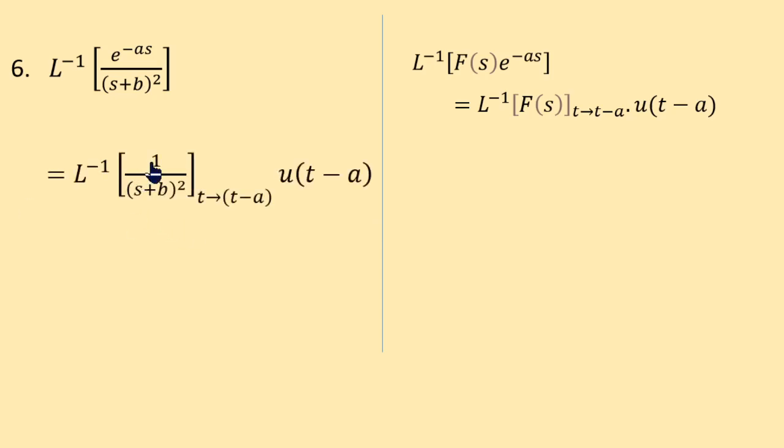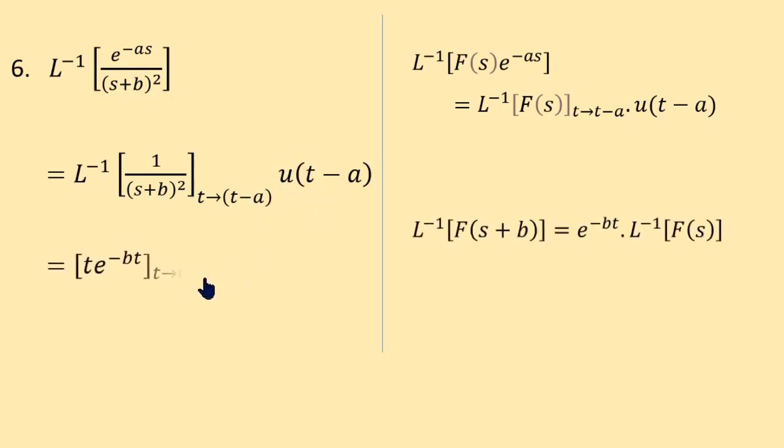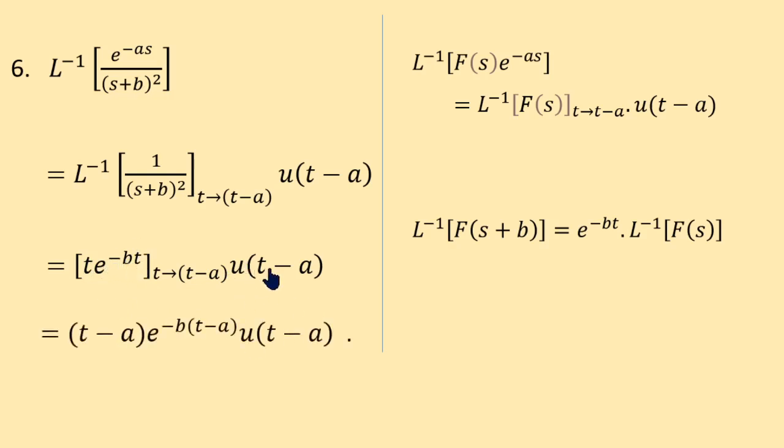Now, L inverse of f of s, that is 1 by (s plus b) whole square, then t is replaced by t minus a into u of t minus a. So, the inverse Laplace transform of 1 by (s plus b) whole square is t into e power minus bt. Now, t is replaced by t minus a, which means (t minus a) into e power minus b into (t minus a), into u of t minus a. So, this is the required answer. Okay. So, using the third rule.